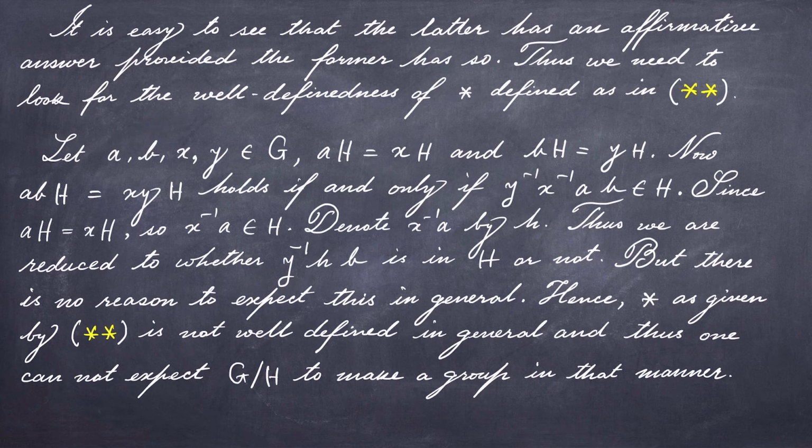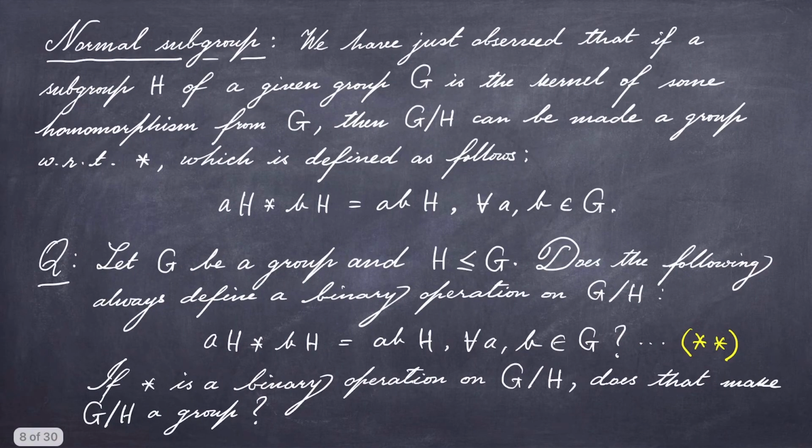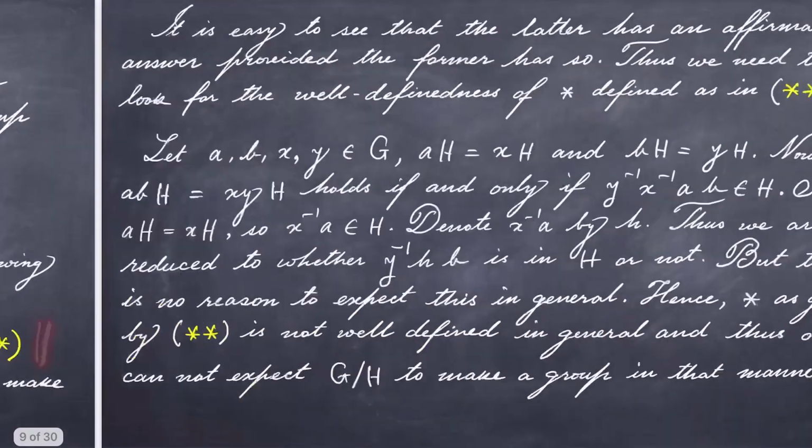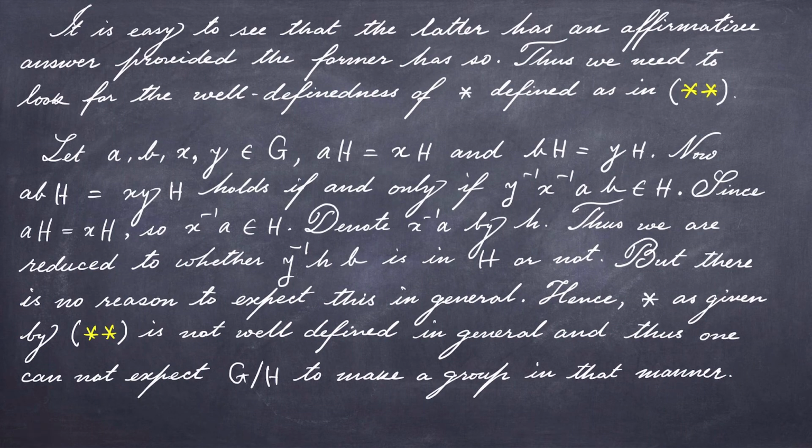Okay. But you see, this is in H, but this is perhaps not in H. So, in general, there is no reason to expect that for whatsoever A, B, X, Y you choose, this quantity always lies inside H. So, in general, the star given by this cannot be expected to be well defined, and consequently one cannot expect that that will make the collection of left cosets a group.